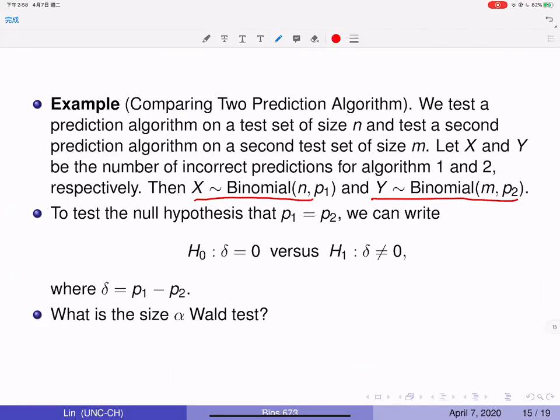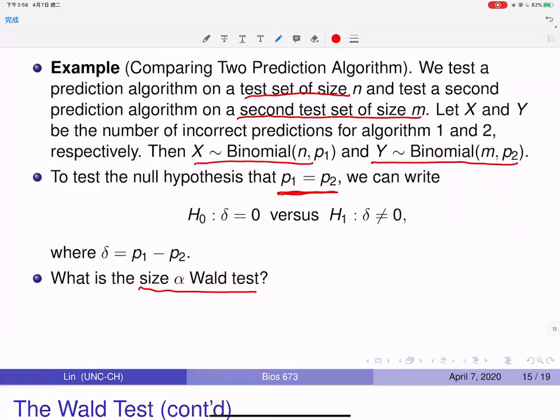The first question would be: using different data sets, X coming from one data set of size N, Y coming from testing a second data set of size M. If you do a comparison of whether or not there's P1 versus P2, you want to know whether or not one algorithm is better than the other. Your null hypothesis is P1 versus P2, and then versus the alternative. And then what's that other test?